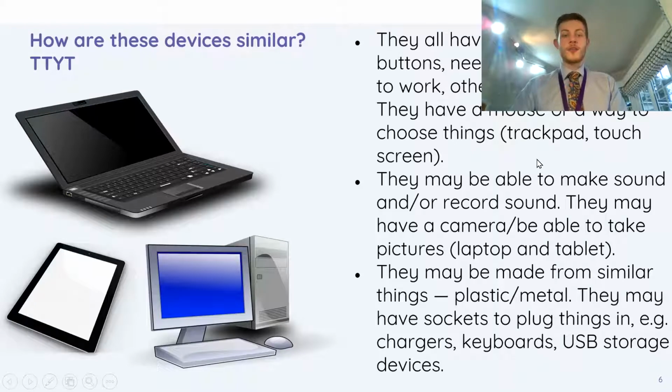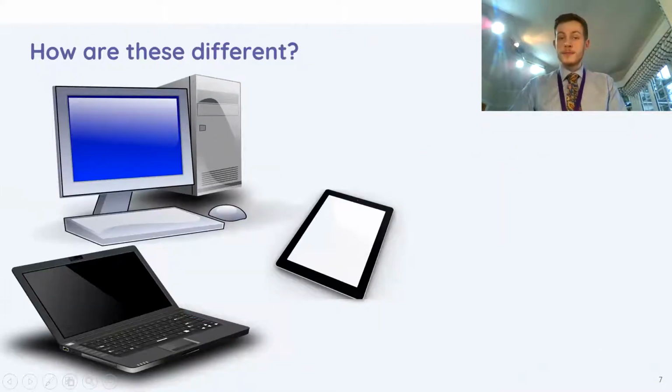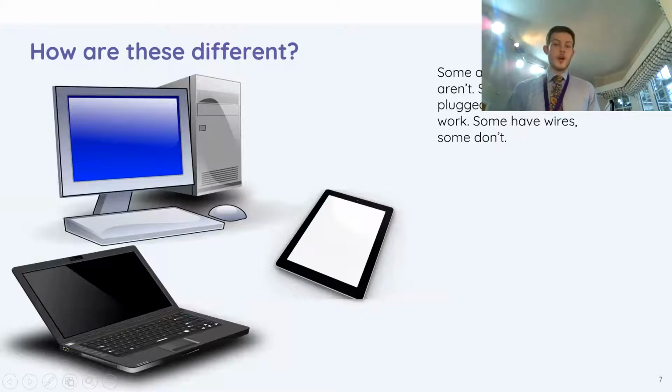So let's see what else. How are they different? How are these things different? Well, some of them are portable and some are not. Some have to be plugged in at all times, some don't. Some have wires and some have none. So these are all the things that are different.